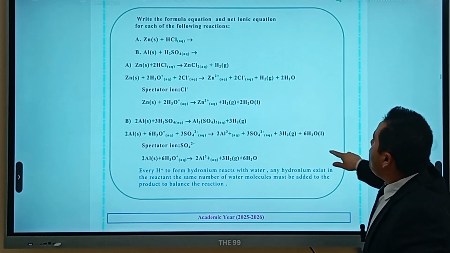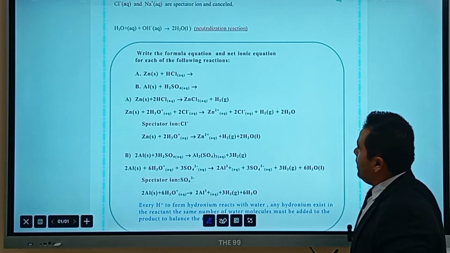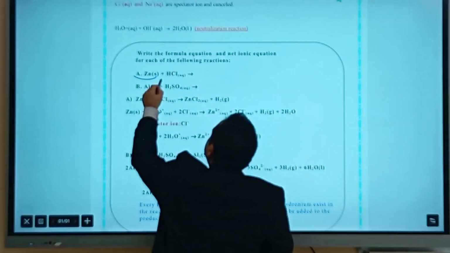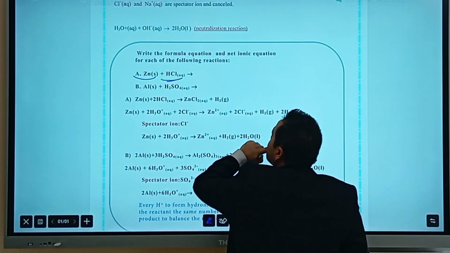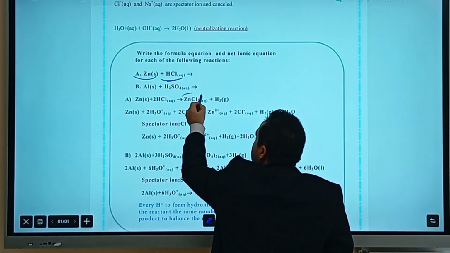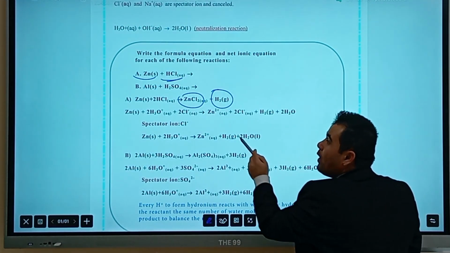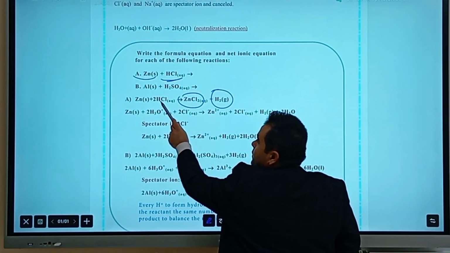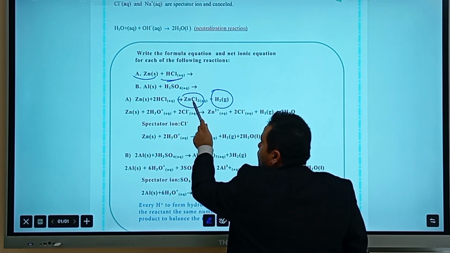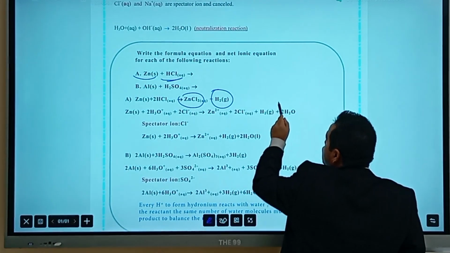Let us solve some of these questions given in the chapter review. Here the metal reacts with the acid. You know that, guys, when a metal reacts with an acid, you get what? The salt and hydrogen released. And then write the overall equation. Then this becomes 2 hydronium plus 2Cl producing ZnCl2 and then hydrogen and 2H2O.